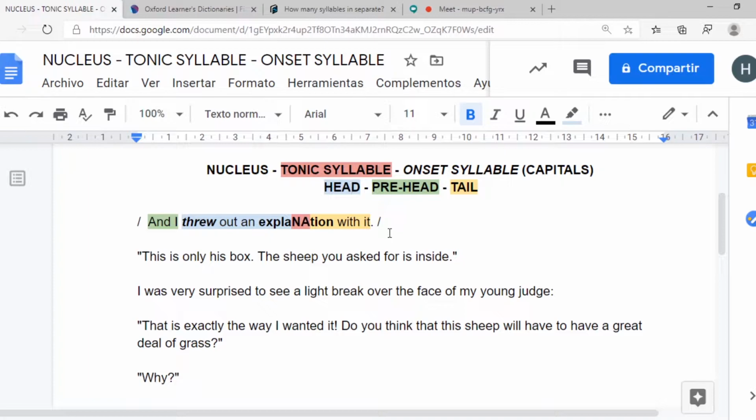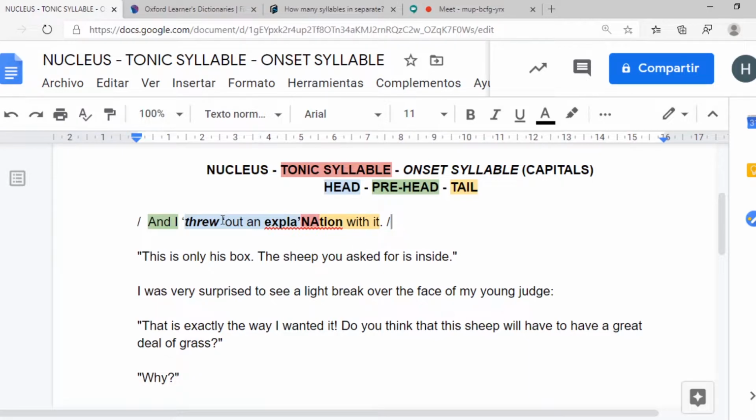What is the head? The head is everything that is before the tonic syllable, but if I have an onset syllable. What is an onset syllable? The first stressed syllable before the tonic syllable. If I have to stress these units, I can place a stress here. Okay, I can place a stress here too. Okay, then here. Okay, I have 3 stresses.